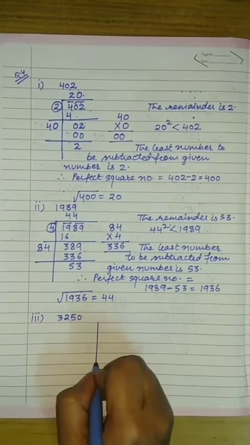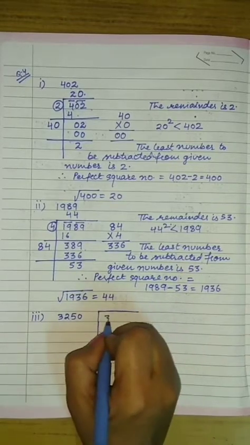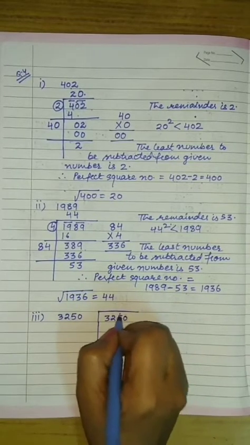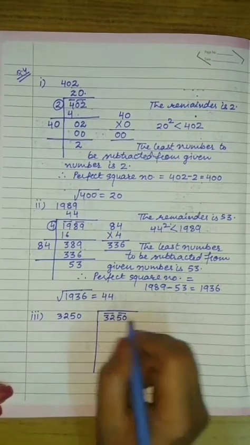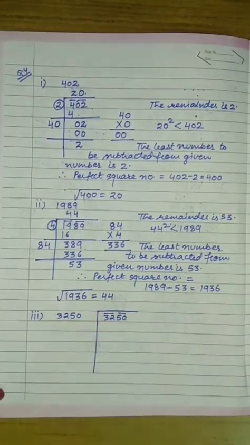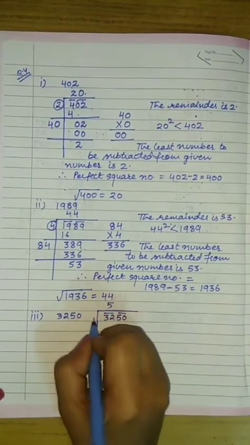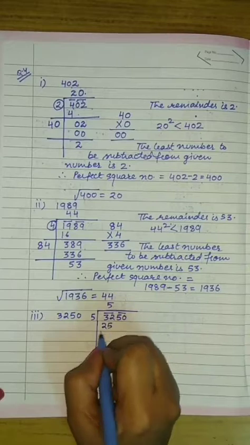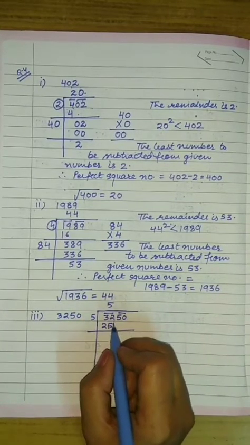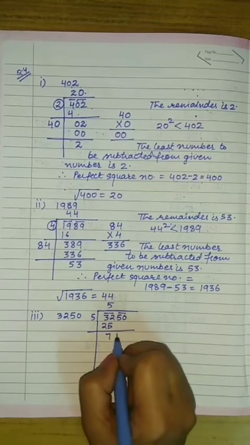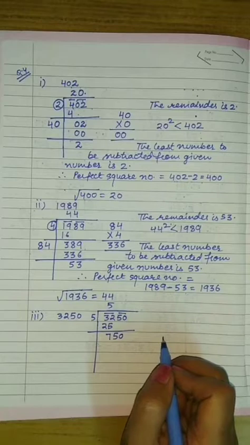When I put a bar on this number, one bar will be on 50 and one will be on 32. From the left side, 32 is under the first bar, so we will multiply 5 into 5 to get a number less than 32. On subtracting 25 from 32 we get 7. Taking down the next bar, we get the new dividend as 750.